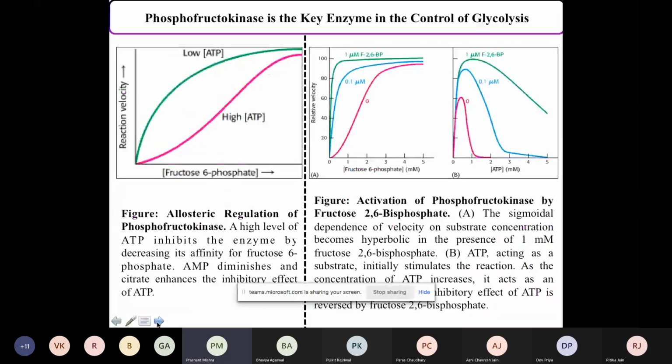This is the reaction which shows the reaction velocity at different concentrations of fructose 6-phosphate, and it shows how allosteric regulation occurs in the presence of ATP. When ATP is high, initially the reaction doesn't occur. It's an allosteric regulation, so the enzyme requires a high concentration of fructose 6-phosphate to become active. What does it mean? Suppose I'm looking at the Km, here the Km will be somewhere here, and in this case the Km will be here. So by regulating the Km, ATP is controlling the reaction of phosphofructokinase. Is it clear to you?